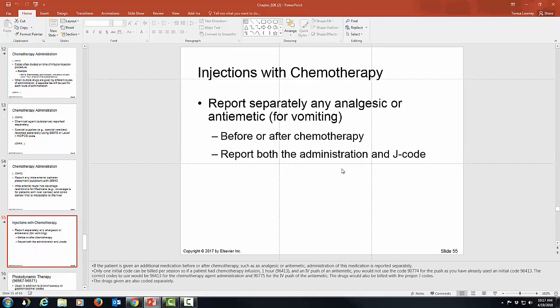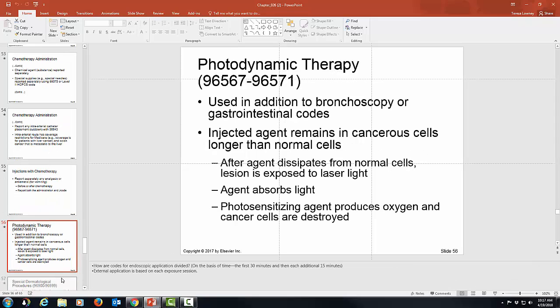These injections with chemotherapy are reported separately from any analgesic or any medicine for vomiting. It can be administered before or after therapy, and again, report both the administration and the J code.